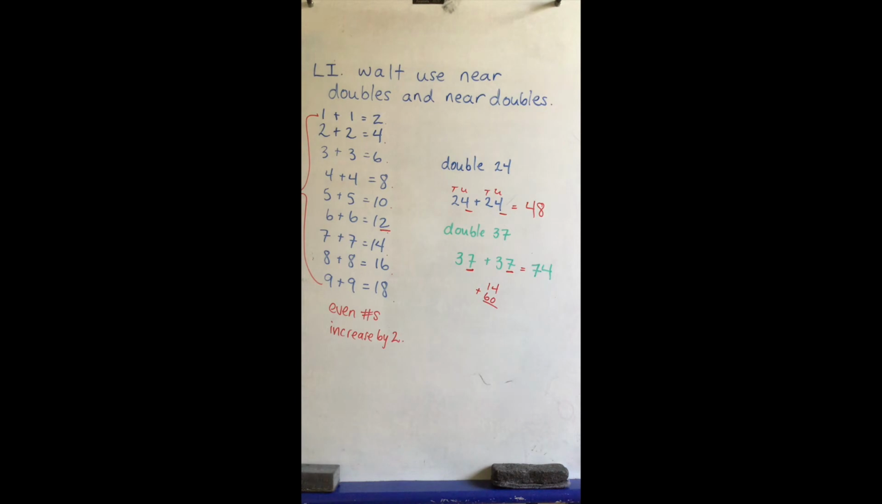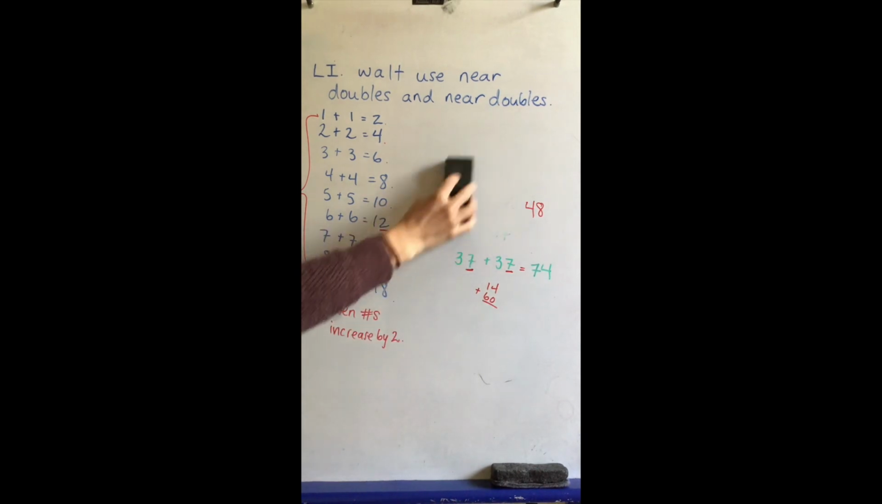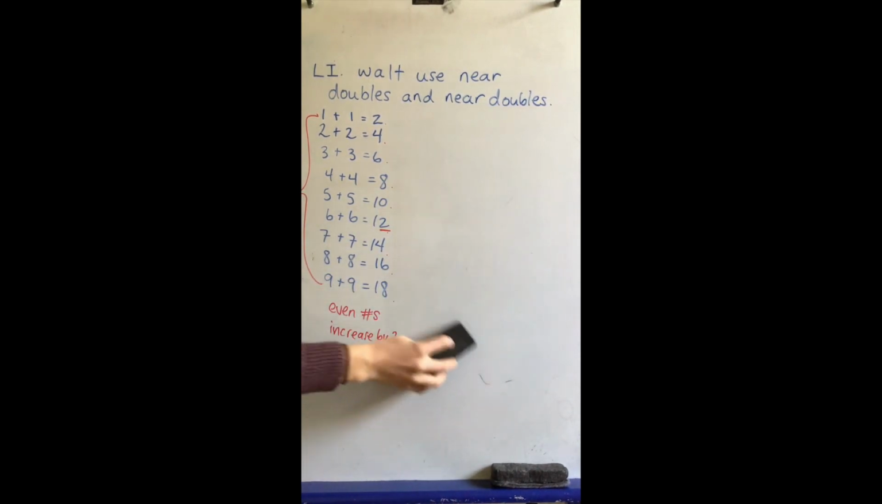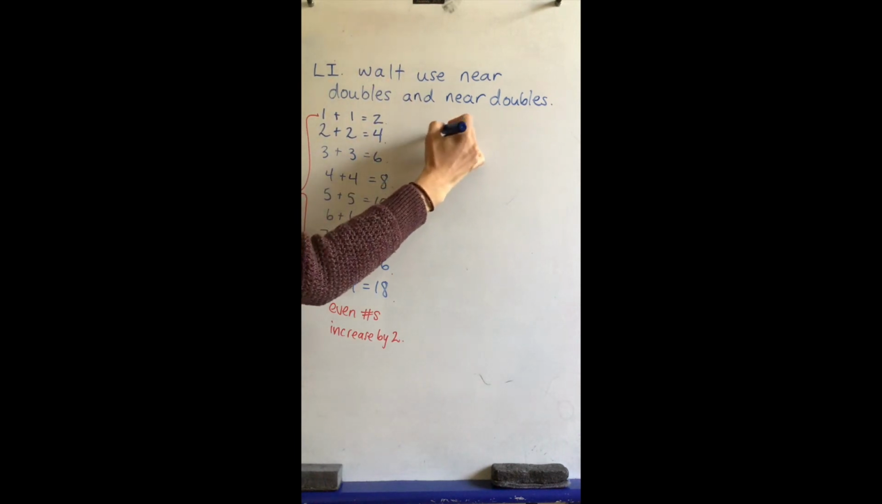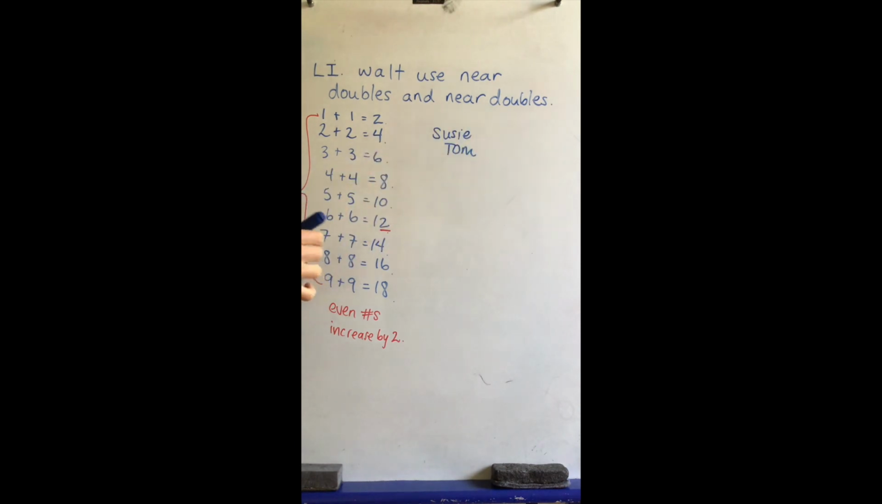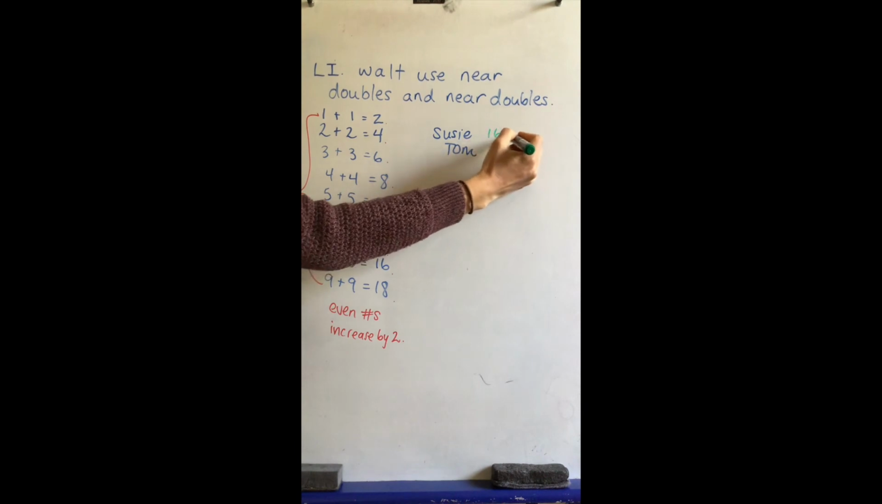So you guys have done doubles before, you know about doubles. We'll do a little bit of practice with doubles today just to get you guys back into it. But we're also going to do a practice with near doubles. So a practice with near doubles just means that, say for example, there's a little girl called Susie, and she has a friend called Tom, and Susie comes to school with let's say 16 pencils.